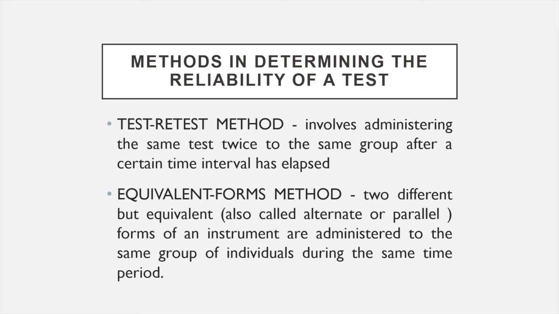The next one is the equivalent forms method. When the equivalent forms method is used, two different but equivalent forms, also called alternate or parallel forms, of an instrument are administered to the same group of individuals during the same time period. Although the questions are different, they should sample the same content and they should be constructed separately from each other. A reliability coefficient is then calculated between the two sets of scores obtained. A high coefficient would indicate strong evidence of reliability, that the two forms are measuring the same thing.